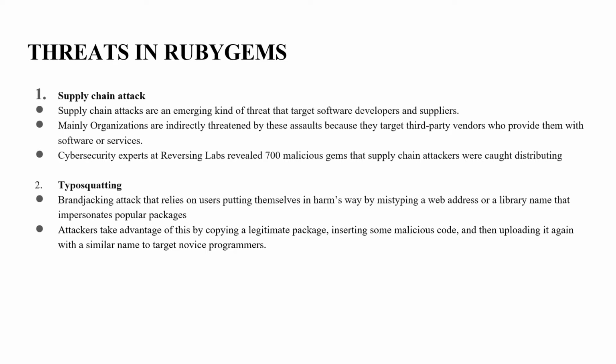Security researchers at threat detection company called Reversing Labs found typo squatters had uploaded a malicious package in Rubygems. One can install a Rubygem package by typing gem install followed by the package's name on the command line. Attackers take advantage of this by copying a legitimate package, inserting some malicious code, and then uploading it again with a similar name to target novice programmers. In one such case, the threat actor had engineered the package to steal victims' cryptocurrency.